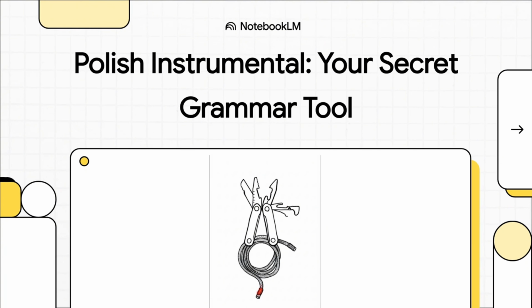All right, let's dive right into a real powerhouse of Polish grammar. It's called the instrumental case, or narzędnik. Now, that might sound a little intense, but trust me, you're about to find out that this is your new secret weapon for sounding way more natural when you speak Polish. So, let's get into it.